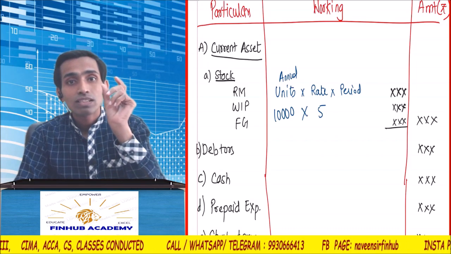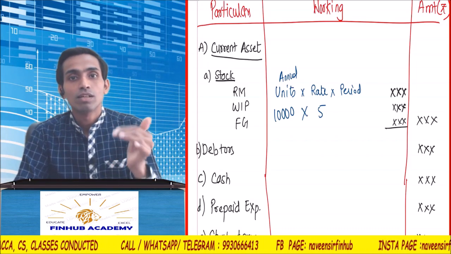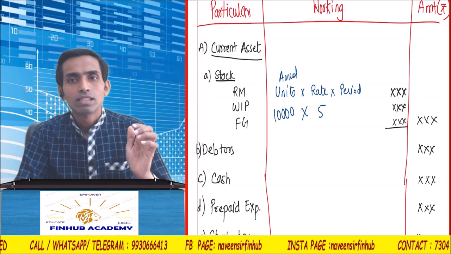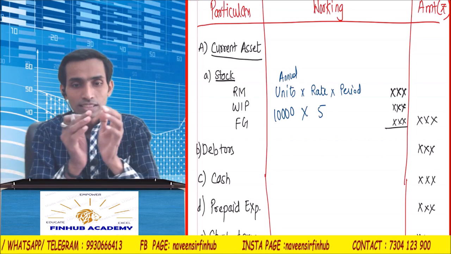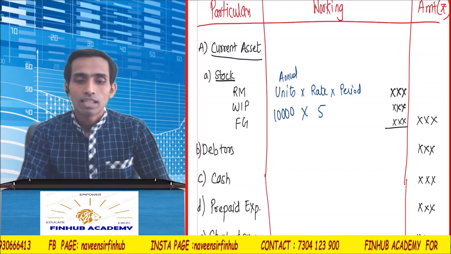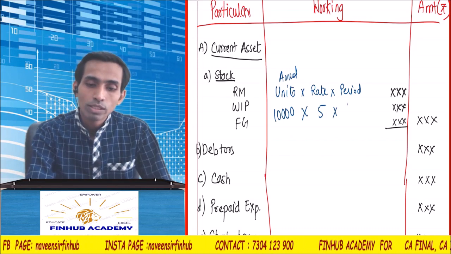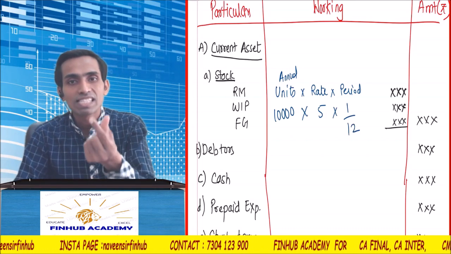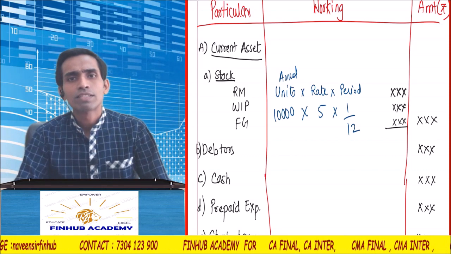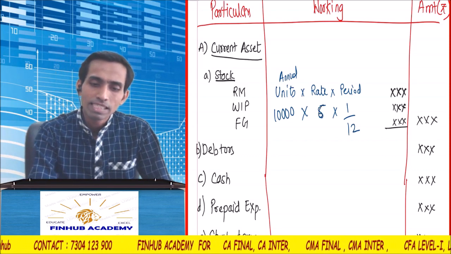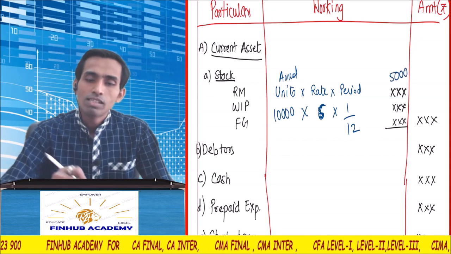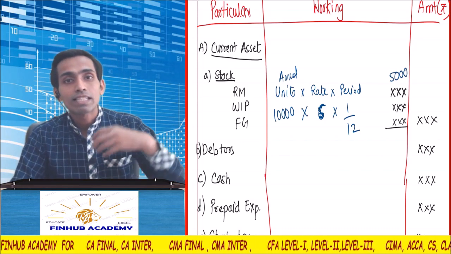Clear? Now, do you think that the full annual consumption, 50,000 in a year, will I stock it? Is it practical? No. I stock for, let's say, 1 month, so I will do 1 by 12. 50,000 divided by 12, let's make it easy, 60,000 divided by 12 will be how much? 5,000.